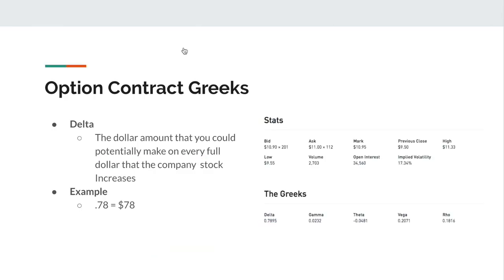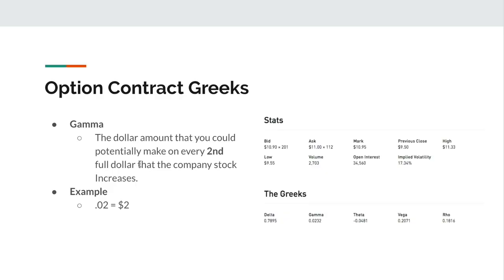So that's pretty much the gist of delta. Delta is not too difficult. Neither are the other ones. You'll see that we break it down for you in such a simple way that you won't be confused at all when you're looking at them. You just have to remember which is which. So delta is, in this case, 0.78. So let's move on to gamma.